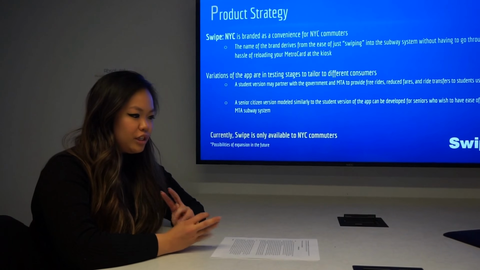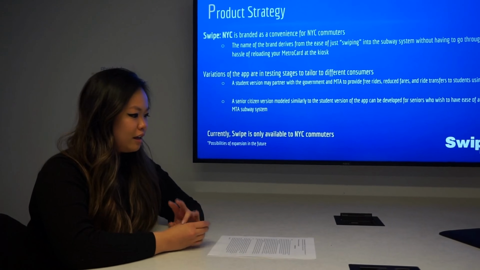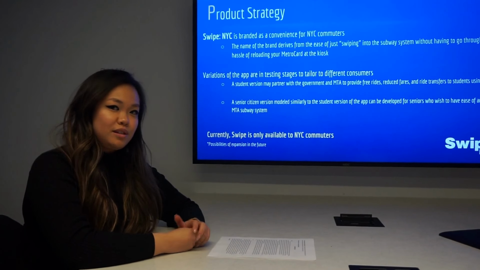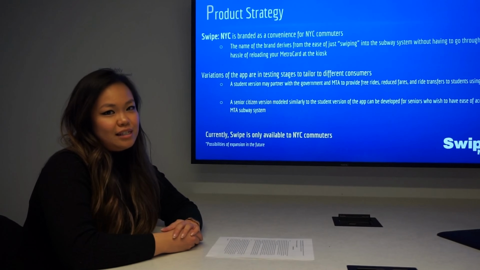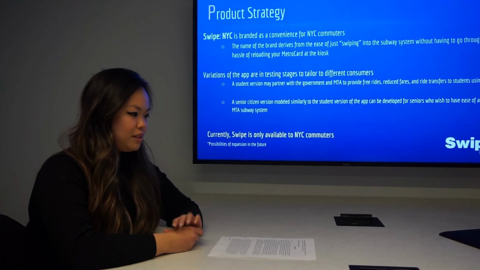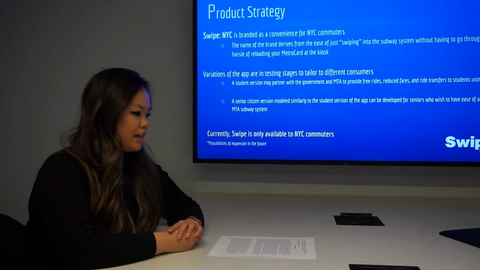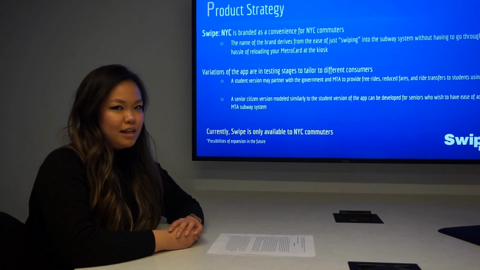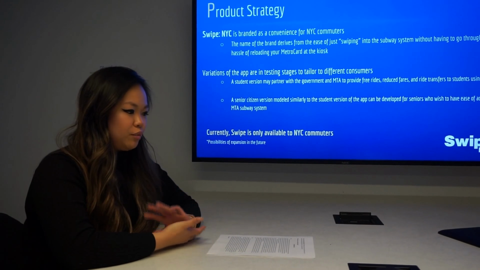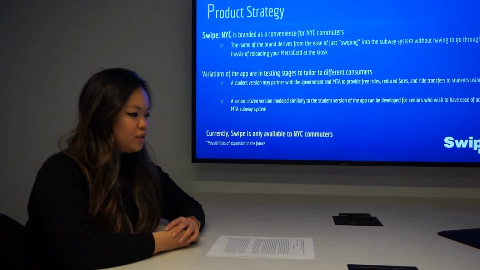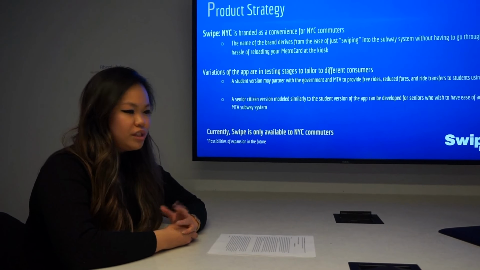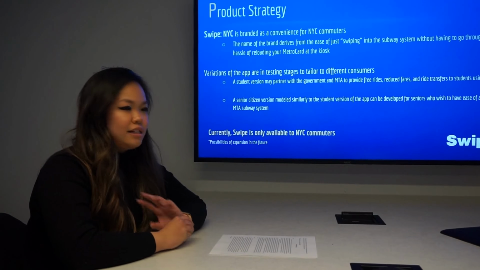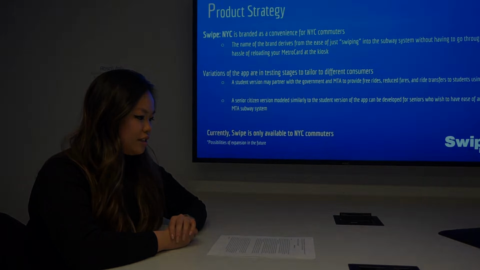And Swipe is not only used for paying the ride fare, but it can also be used to determine the best routes in the subway system. And moving on to variations of the app, we're in different testing stages for two demographics in specific. So a student version and a senior version of the app is in the process of creation while we're talking to the government and MTA to subsidize fares, initiate transfer systems, and issue cards and their identities to those students and senior citizens so that they can properly use these cards with convenience.